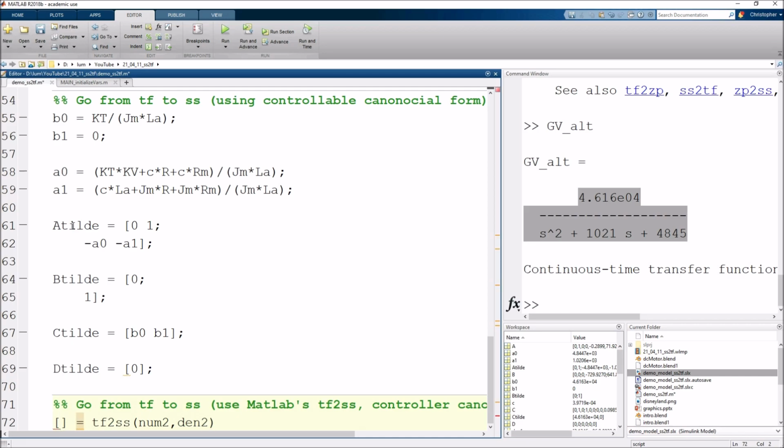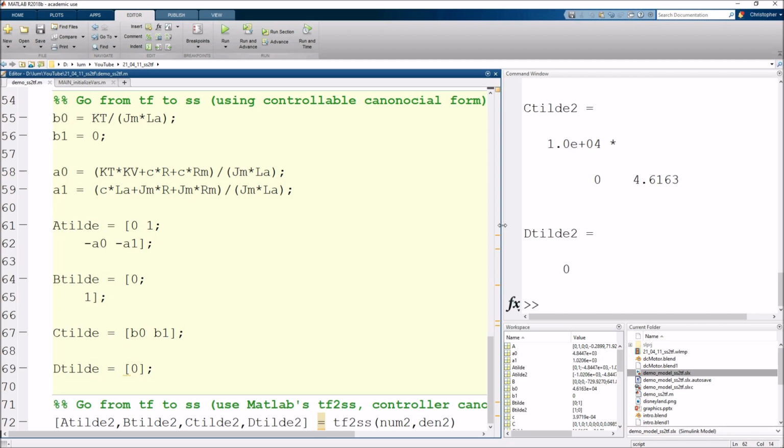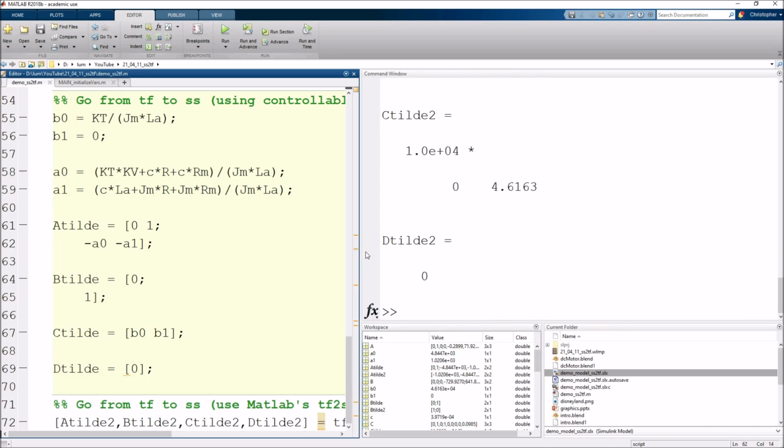Maybe what we should call this is, if you notice, we already used A tilde. A tilde is controllable canonical format. So you know what? I'm not terribly creative. Let's call it A tilde 2, B tilde 2, C tilde 2, and D tilde 2, right? So now these A, B, C, and D are controller canonical form representations. If I run this, yep, we get some matrices.